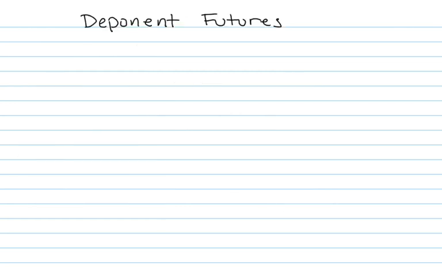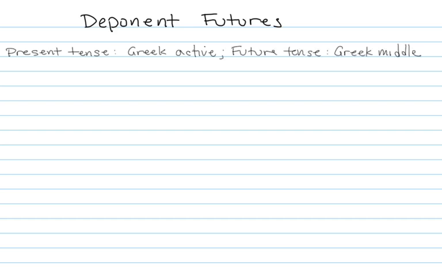So the last slide I want to take you to, well, the last two slides, are about deponent futures. The deponent future means that the Greek present tense has an active voice ending, but the future tense uses the Greek middle voice forms. Now in English, we'll translate both of them as active voice.